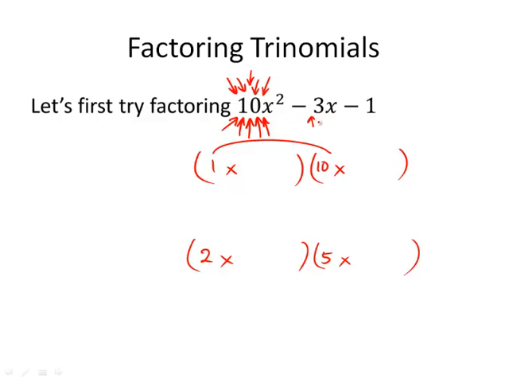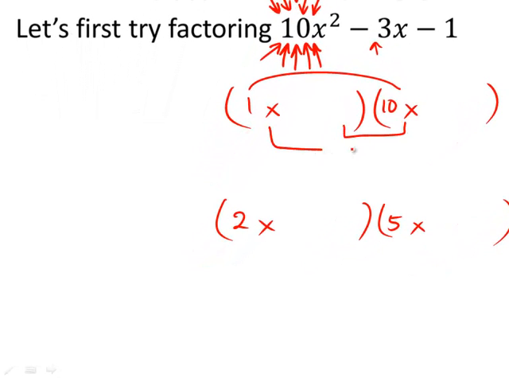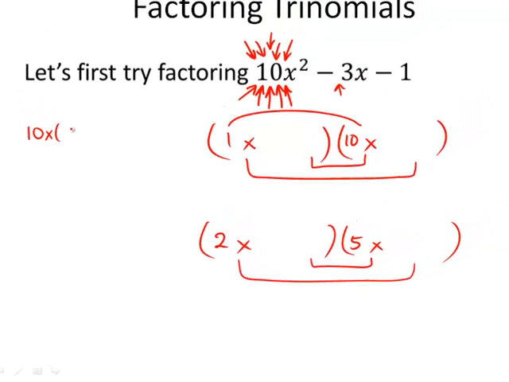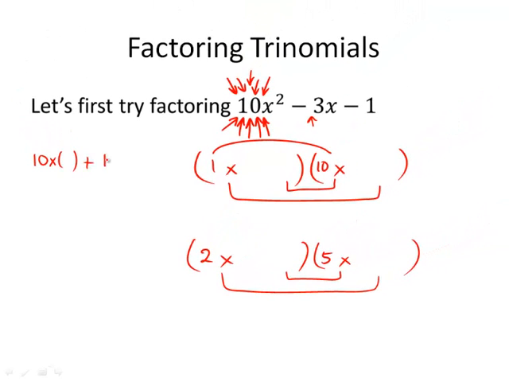To make sure the middle term works, we know that the inner and the outer multiplications need to add up to the middle term because that's where they come from. So here, 10x times something plus 1x times something needs to give us negative 3x. And here, 5x times something plus 2x times something needs to give us negative 3x. That's how the middle term is formed from the distribution step.